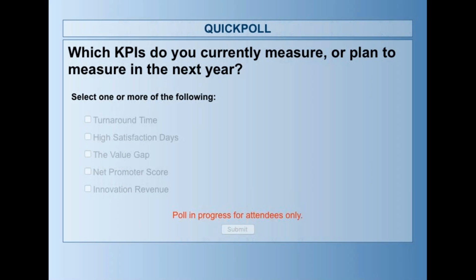And the value gap is the difference between what you're currently receiving from the customer, so the revenue from the customer, versus what you could be receiving from the customer if you provided all the services that your firm is capable of doing that you think they need. Now, I'm not talking about cross-selling. I'm talking about adding more value to your customer.